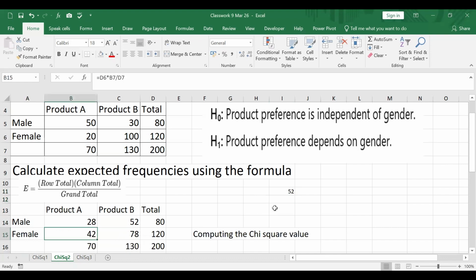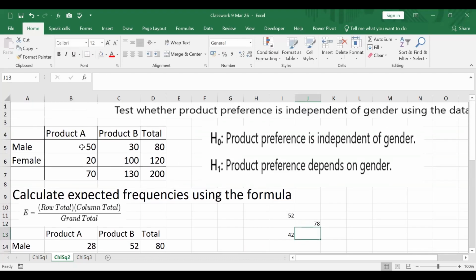Now to get 42, what do you have to do? To get 42 in this one, you have to say 70 star corresponding to the 20, this 120 by 200, 42. Now this one, we have to do that, it is equal to 78. The row total is 120, the column total is 130, and divided by 200 is 78. This is how we do that.